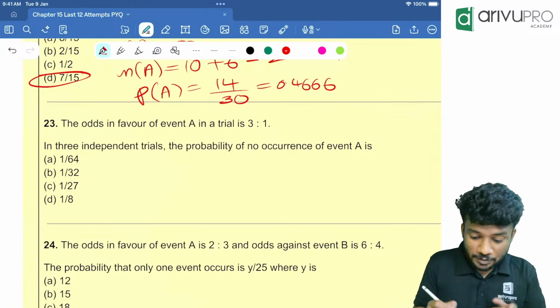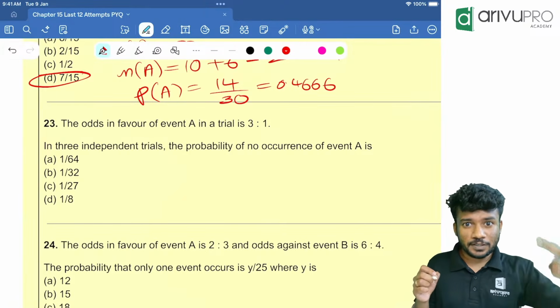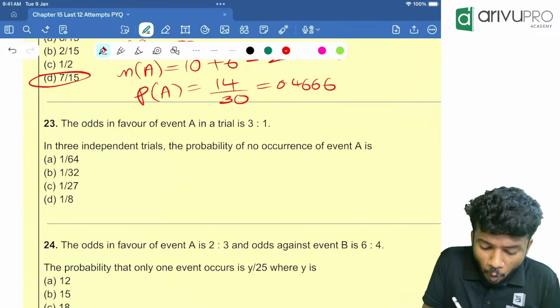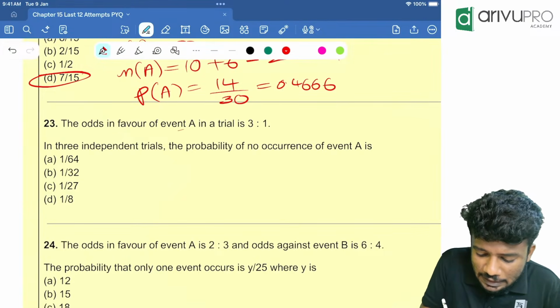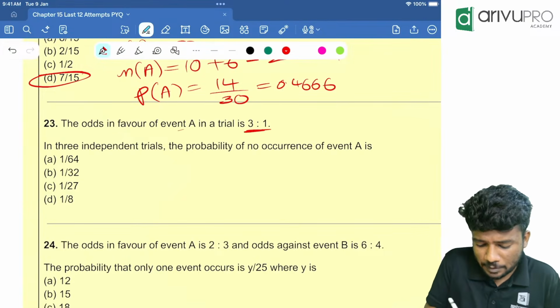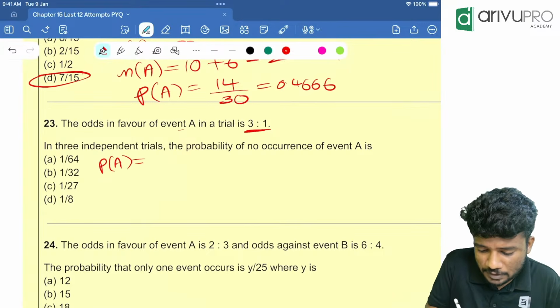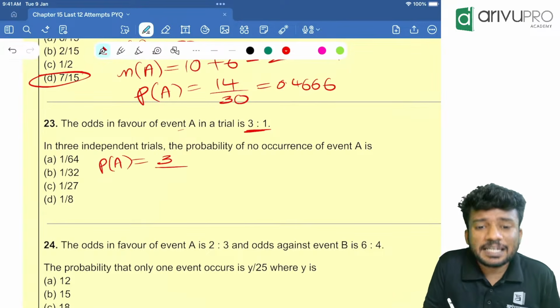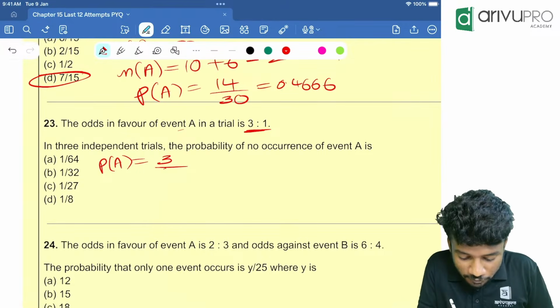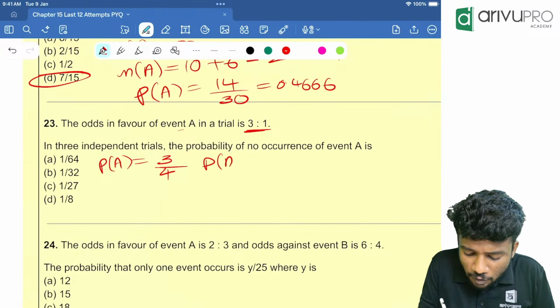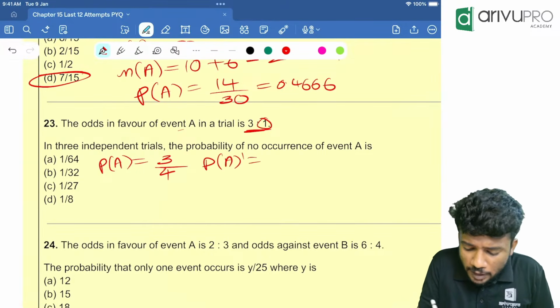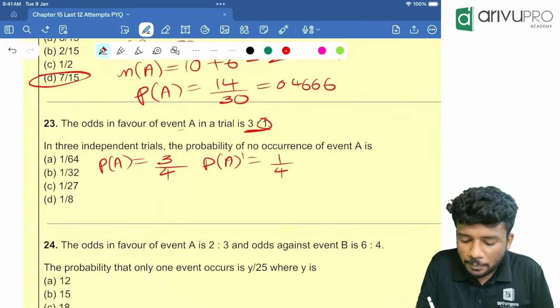The odds in favor. Yes. A question based on odds. Actually, that year 2 questions were based on odds in favor. Okay. Odds in favor of an event A in a trial is 3:1. That means probability of A is how much now? 3 divided by 3 plus 1. 3 plus 1 is how much? 4. Then that means P of A complement will be how much? This 1 divided by 3 plus 1, that is 1 by 4.